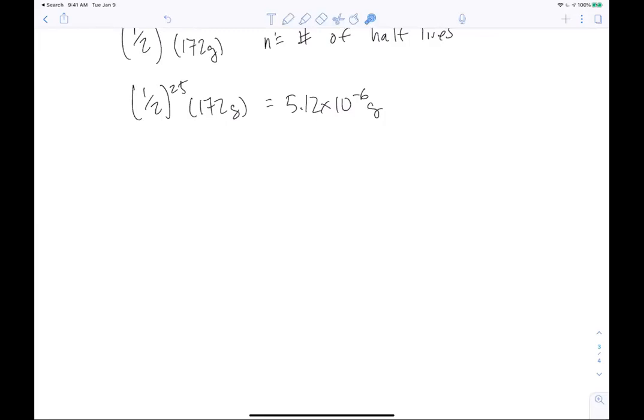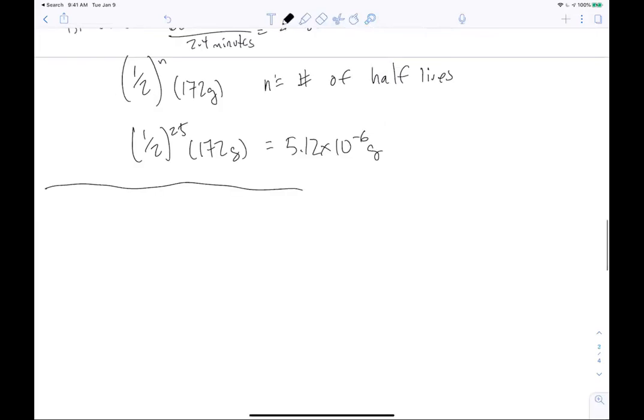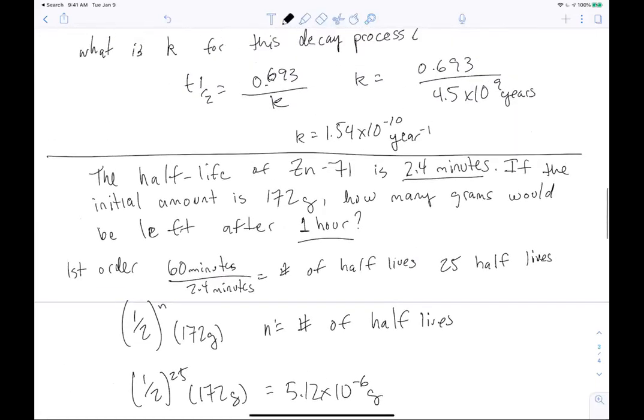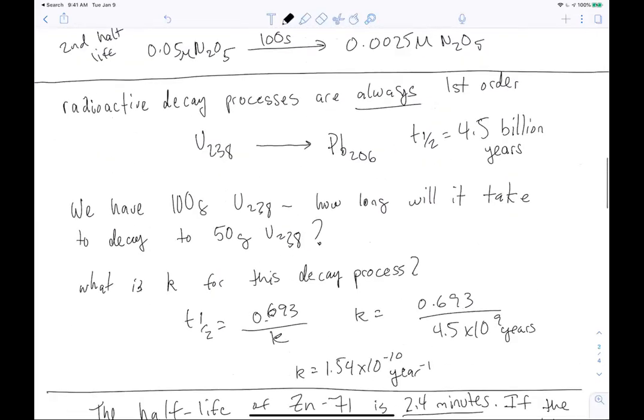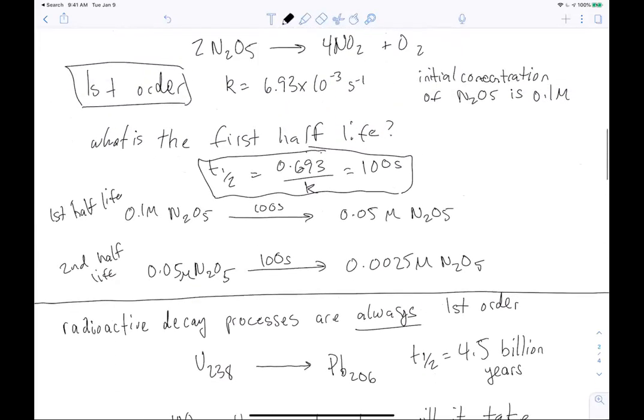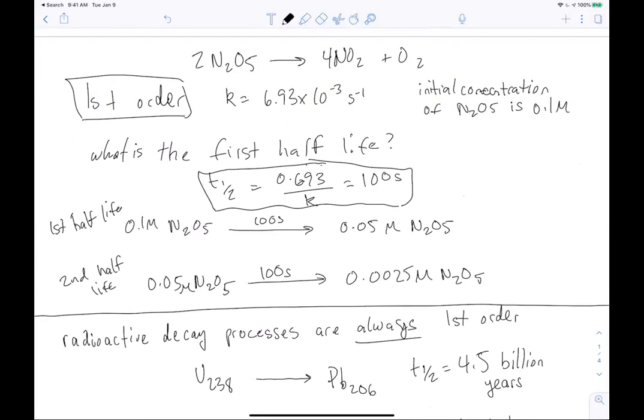Can I ask why you don't need to change the K for the N2O5? Sorry, could you say that again? Up here? Yeah. Why you don't change here T? Why don't I change K? No, well, I mean, why don't you change T? Why don't I change T?